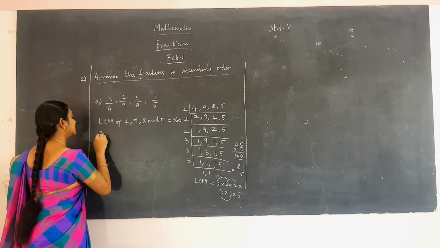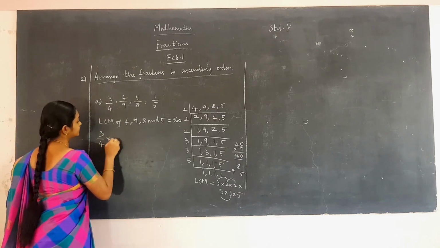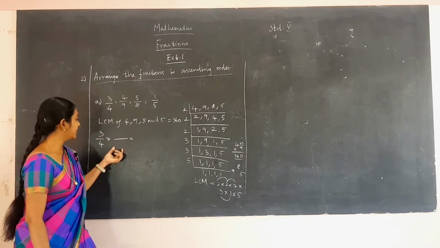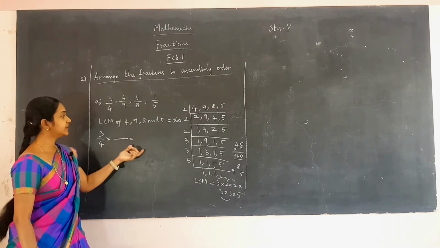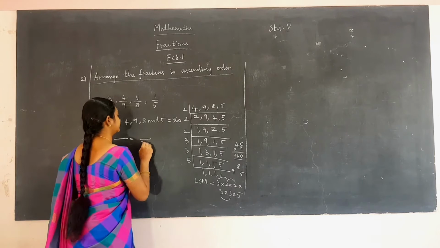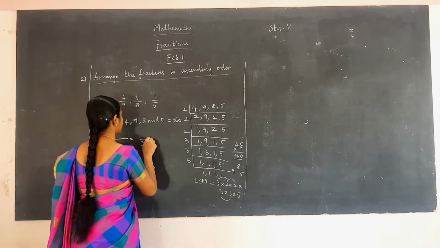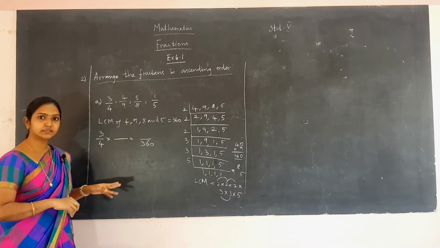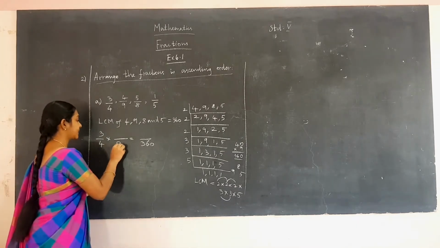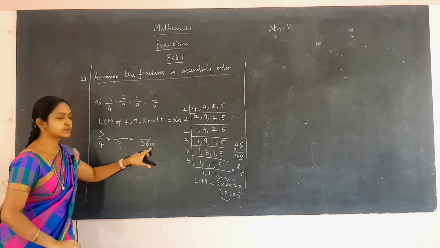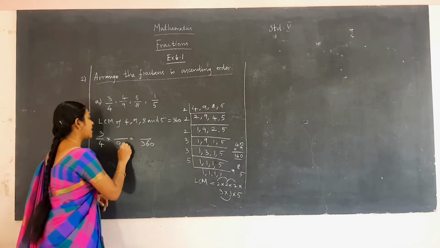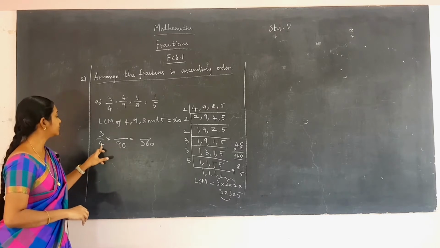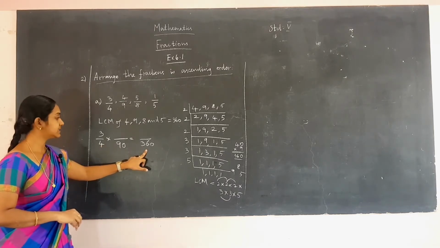First convert 3 by 4. We have to multiply 4 with a certain number to get the denominator 360. We know that 9 4s are 36, but we have a 0 here. So we have to multiply it with 90. 90 into 4 is 360.